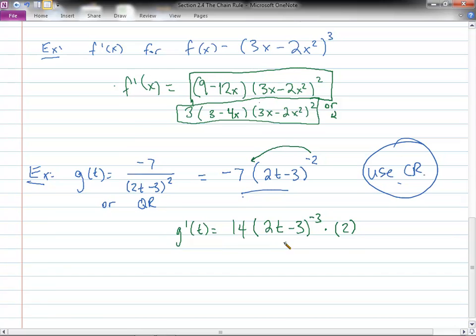Again, just always remember to multiply by the chain. Whatever's inside, multiplied by the derivative of what's inside. So that gives me, if I multiply the 2 times the 14, 28, times 2t minus 3 raised to the negative 3. Generally, we don't leave it with negative exponents, so let's rewrite that as 28 over the quantity 2t minus 3 raised to the positive third power. There's your final answer.